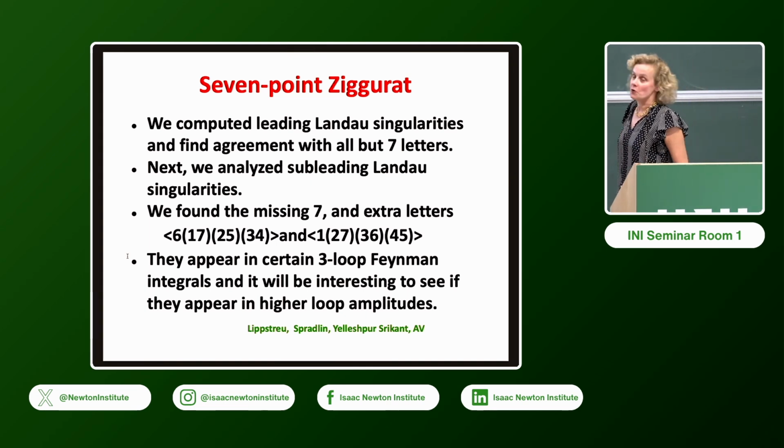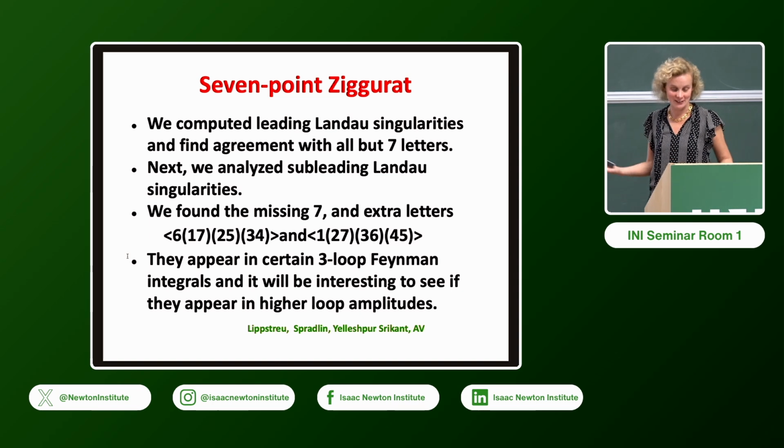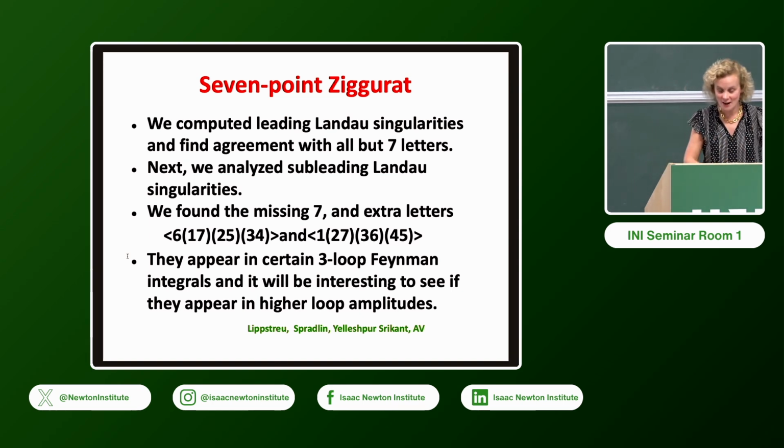So it would be interesting. Of course, these are individual graphs. So what to do? Do we find a contradiction? Do we take it seriously, or do we just call it a day and move on? It would be interesting to see if these extra letters appear in higher loops.